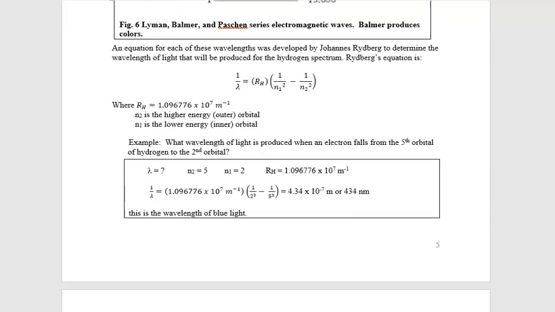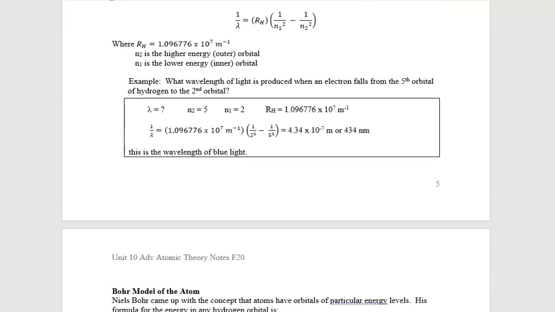You have to have a calculator because of that constant. So let's go ahead and just do a problem. It's not really that hard. What wavelength of light is produced when an electron falls from the 5th orbital of hydrogen to the 2nd? Okay, so we're trying to find the wavelength. N2, the one it started from, is 5, so you put that in for N2. N1 is the 2nd orbital, so you put that in where the N1 goes. You square those numbers and you multiply them by the Rydberg constant.